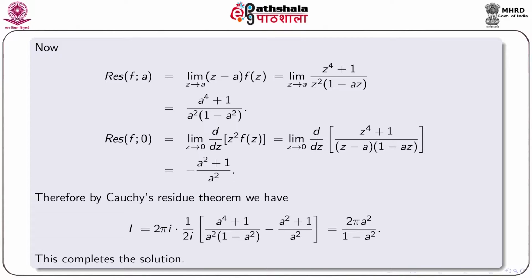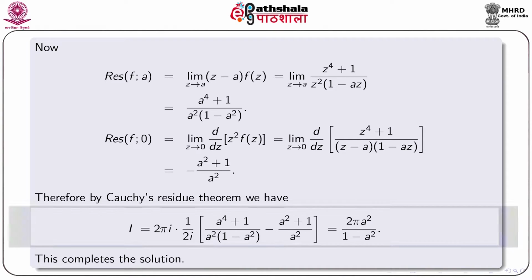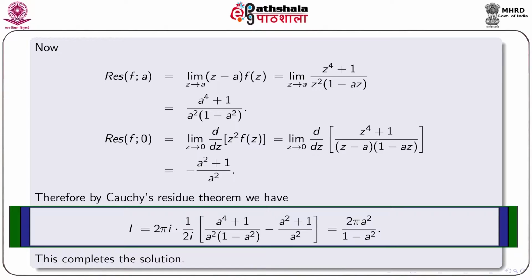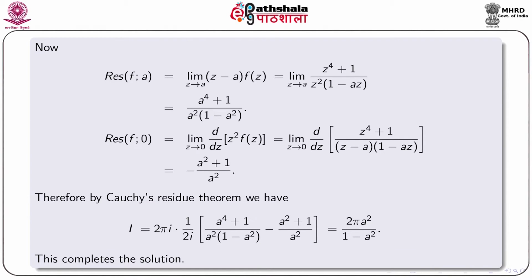Therefore, by Cauchy residue theorem, we have I equal to 2πi times 1/(2i) times [(a⁴ + 1)/(a²(1 − a²)) − (a² + 1)/a²], and which is equal to 2πa²/(1 − a²).